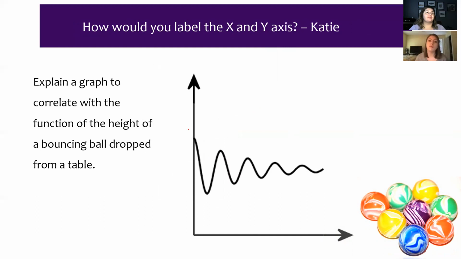And with this one we're going to label the X and Y axis again. Katie, you're going to show us what we're going to do that with. Again, this is our X and this is our Y. So let's read our scenario. Explain a graph to correlate with the function of the height of the bouncing ball when it's being dropped from a table. So we're going to drop a ball and it's going to bounce on a table. And we want to know ultimately what is the height.